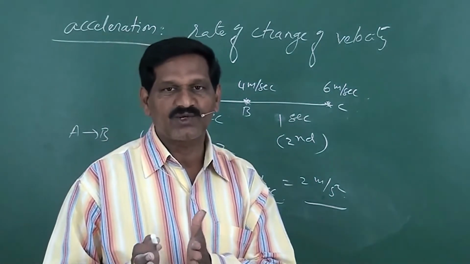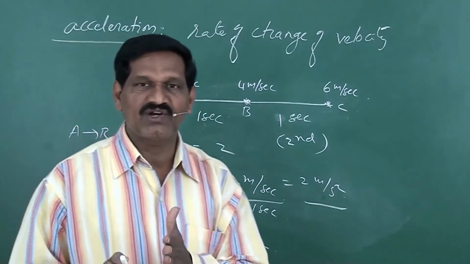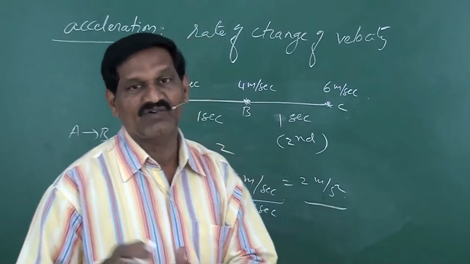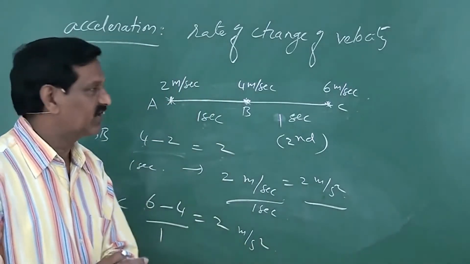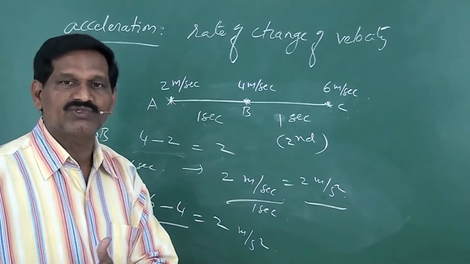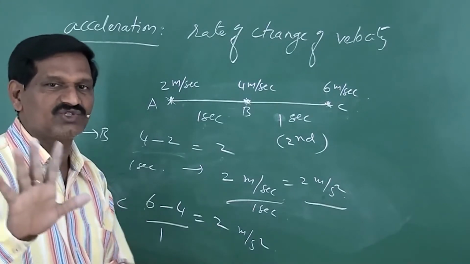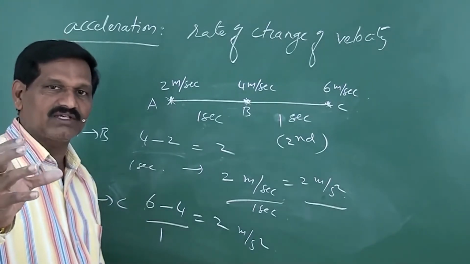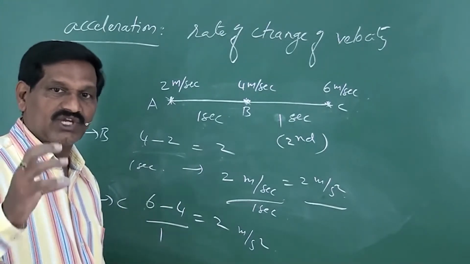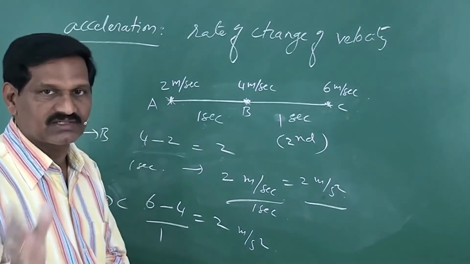So a body is said to move with uniform acceleration if the change of velocity is the same in equal intervals of times. Equal intervals of times, if the change of velocity is the same, then you say that the body moves with uniform acceleration. Acceleration is uniform. Change of velocity is constant. Not velocity. Change of velocity is constant.